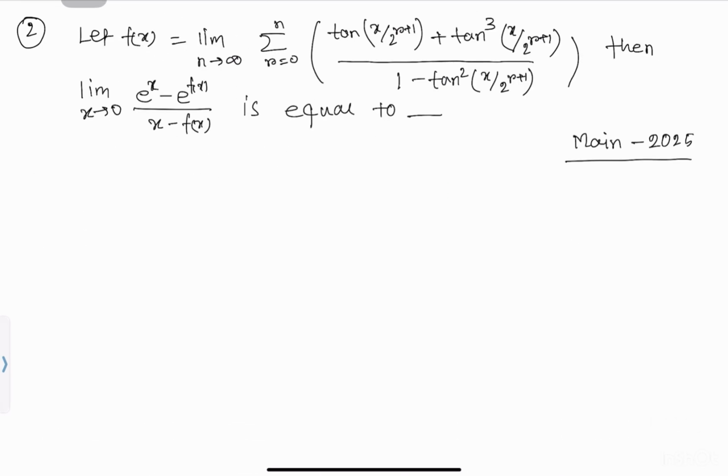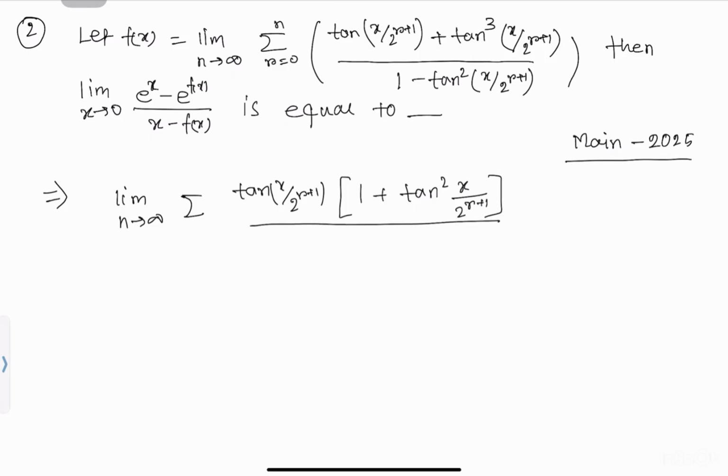The given function is this, this is the given limit. I have to solve this limit first. So limit n tending to infinity, summation of tan of something, take the first tan as a common, tan x by 2 to the power r plus 1, then the remaining part is 1 plus tan square x by 2 to the power r plus 1 divided by 1 minus tan square x by 2 to the power r plus 1. We know one formula, the cos x formula was 1 minus tan square x by 2 by 1 plus tan square x by 2. This is my formula.